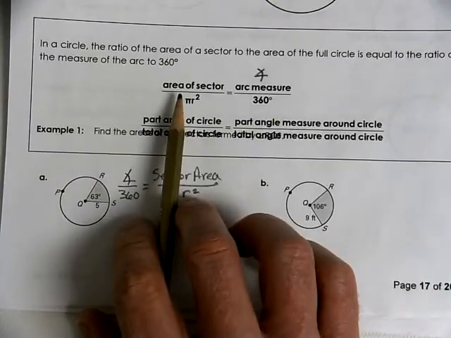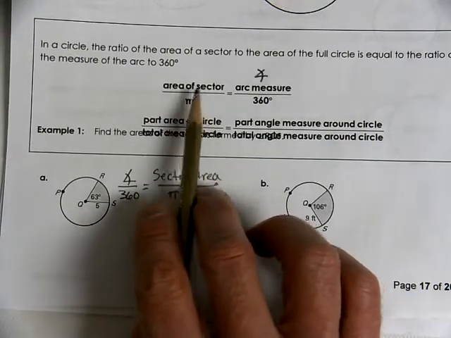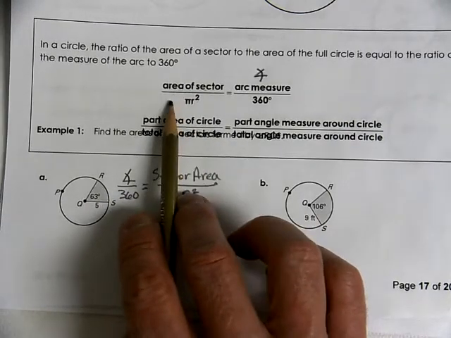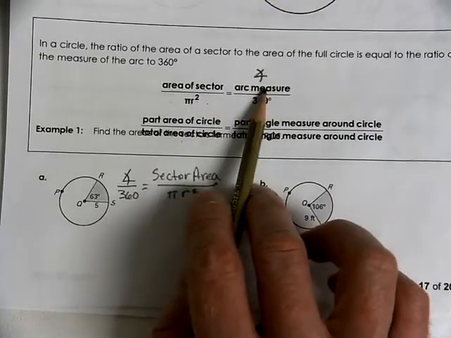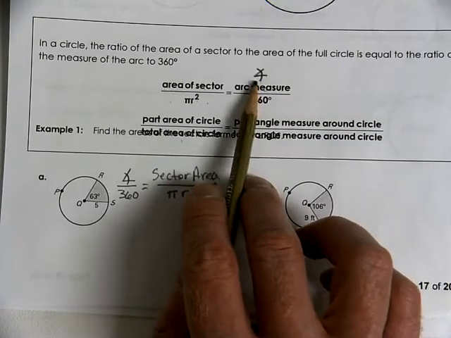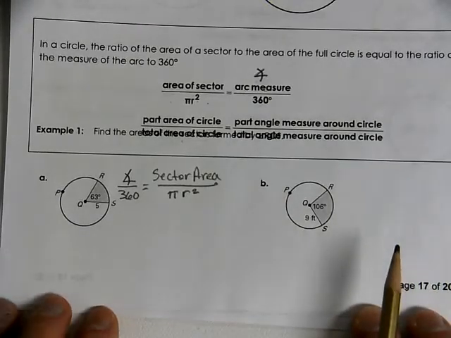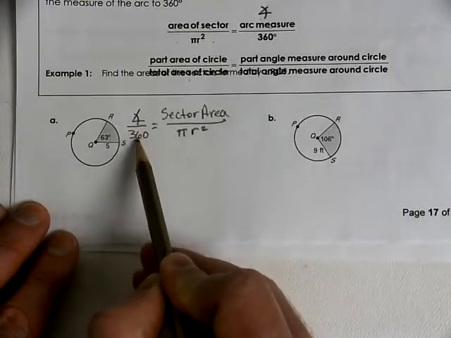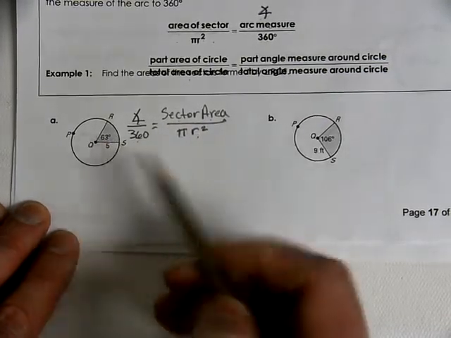So to calculate these, it'll be very similar to how arc length was. It's the area of the sector over pi r squared. That is part of the circle's area over the entire circle's area, which is going to be equal to the arc measure, which is the same thing as the central angle, over 360. Here we have the central angle over 360 equals the sector area over pi r squared.